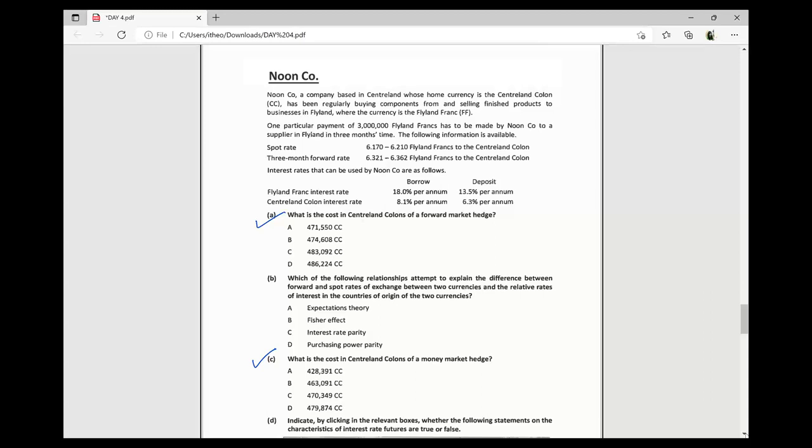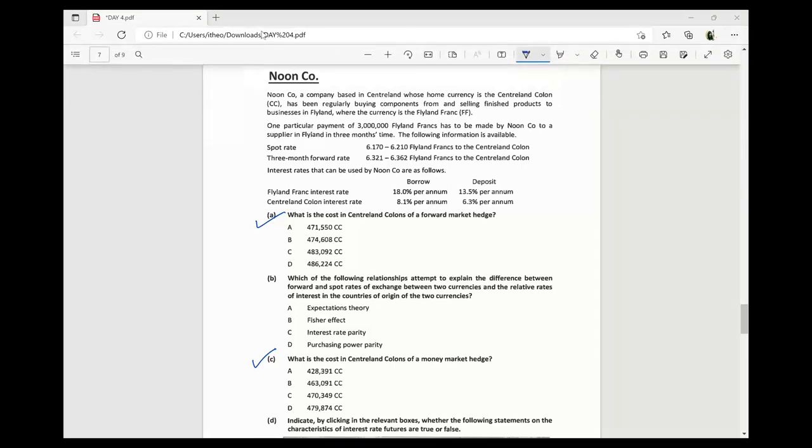Let's start. It states that Noon Company, a company based in Centerland. Please pay attention. Noon Company is a company based in Centerland whose home currency is Centerland colon CC, has been regularly buying components from and selling finished products to businesses in Flyland, where the currency is the Flyland franc. So Noon Company is based in Centerland, home currency is CC. It has been buying components and selling products to businesses in Flyland, currency is FF.